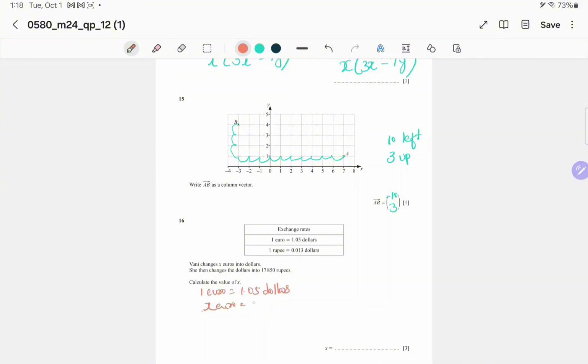So it is equal to how many? Cross multiplying, X into $1.05. This is the first part. The second part is, she then changes the dollars into 17,850 rupees. So 1 rupee is equal to $0.013. So she changed how many rupees? 17,850 rupees. It is 17,000.